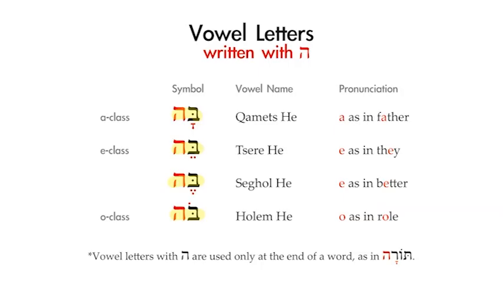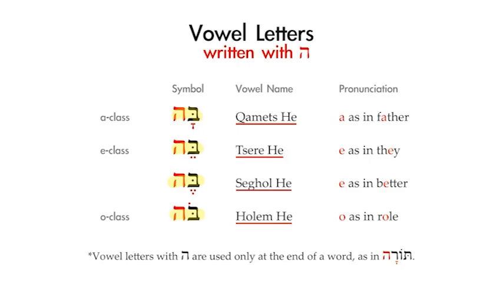For example, the qamets hey appears as the qamets vowel under the bet, followed by hey, and is pronounced just like the regular qamets, the A in father. The tsere hey appears as a tsere followed by hey, and is pronounced like the regular tsere, like the E in they. The segol hey appears as a segol under the consonant, and is pronounced just like the regular segol, the E as in better. And finally, the holem hey appears as a holem over and to the left of the consonant, followed by the hey, and is pronounced just like the regular holem, O as in roll.